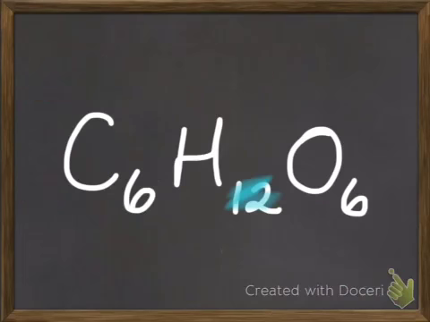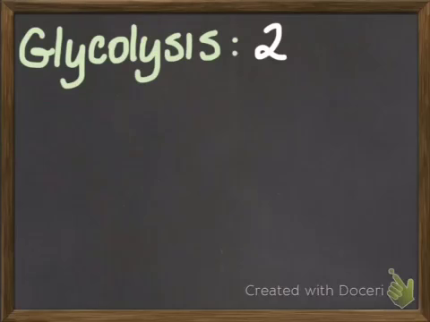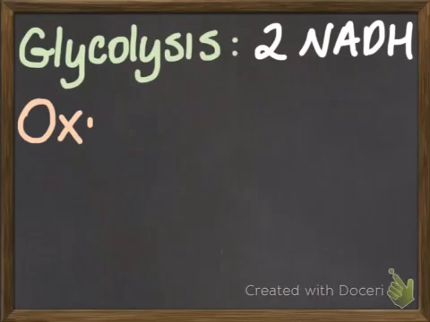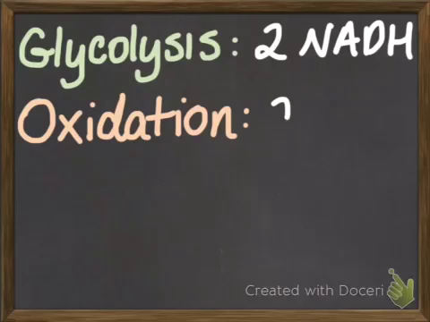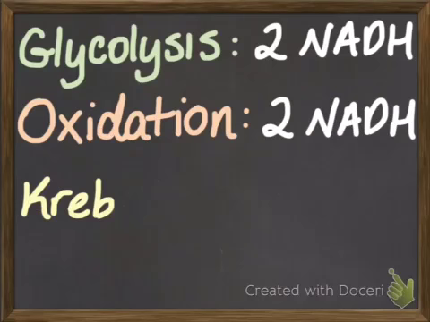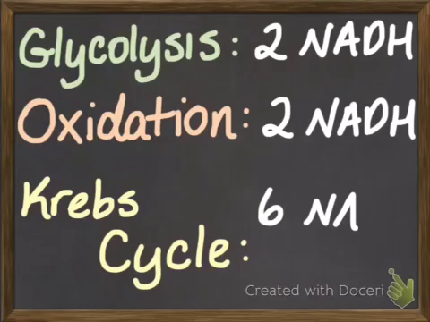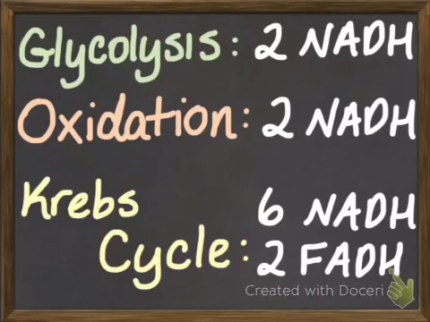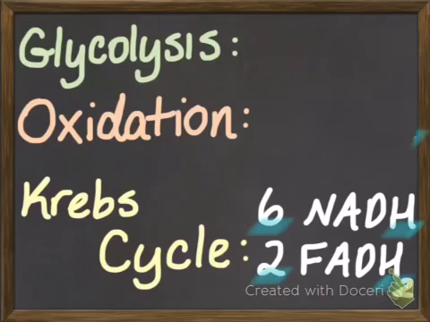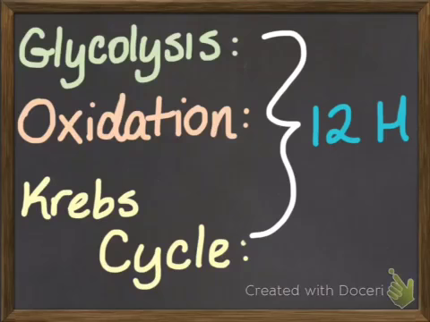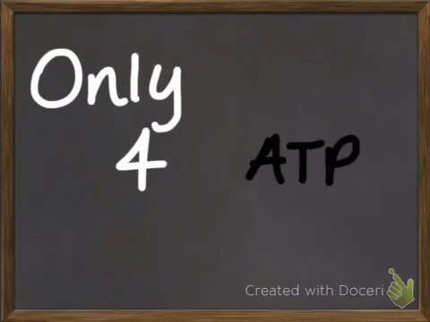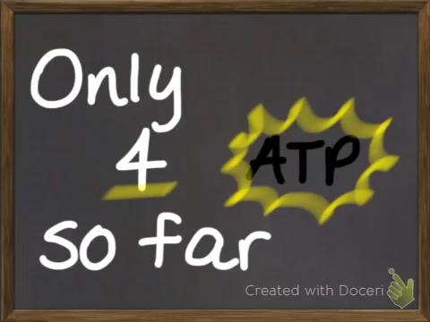Now what happened to our original 12 hydrogens? Well, glycolysis made 2 NADH, oxidation of pyruvate made another 2 NADH, and the Krebs cycle made 6 NADH and 2 FADH2. So there's our original 12 hydrogens. Note that only 4 ATP have been produced so far. I know, don't freak out though.